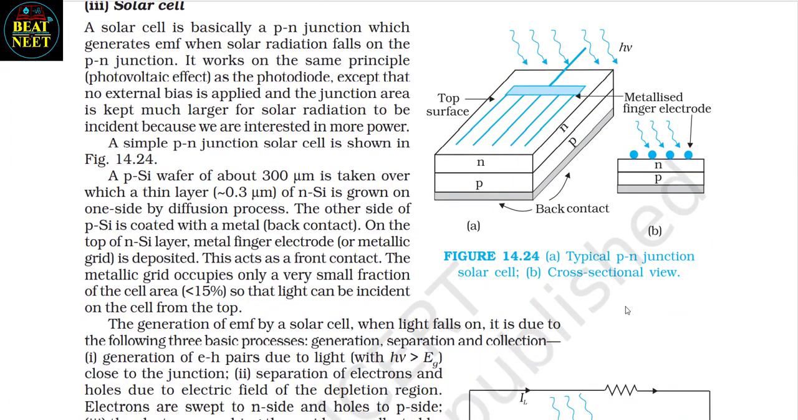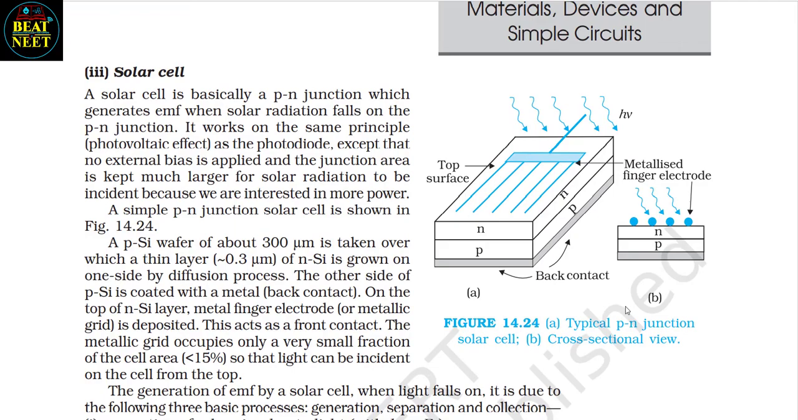Number 3, solar cell. A solar cell is basically a PN junction which generates EMF when solar radiation falls on the PN junction. It works on the same principle, the photovoltaic effect, as the photodiode, except that no external bias is applied and the junction area is kept much larger for solar radiation to be incident because we are interested in more power. A simple PN junction solar cell is shown in figure 14.24.